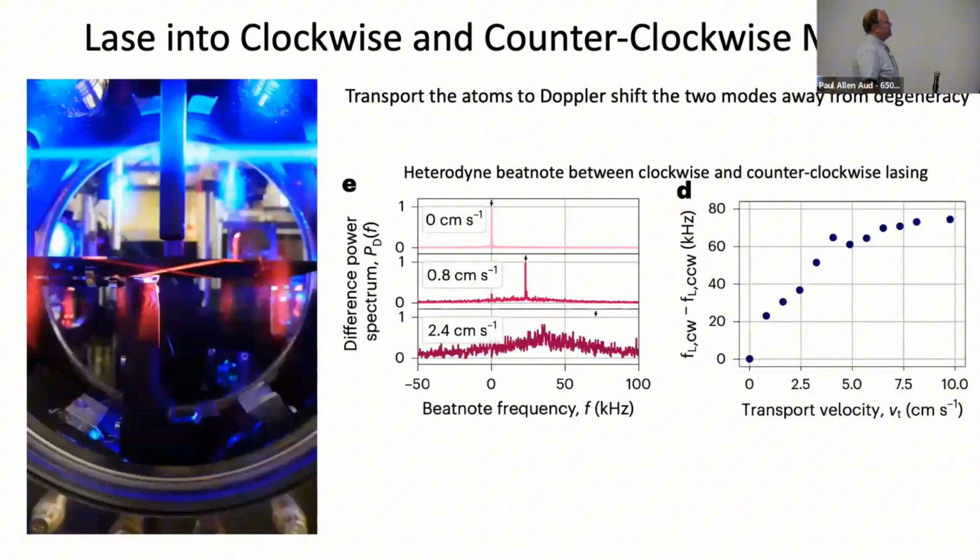I won't go into it for the sake of time, but this is a ring cavity, so we can look at lasing in both directions, and we can break the symmetry between the clockwise and counterclockwise modes by using our conveyor belt to transport the atoms as a function of time. At zero transport velocity, the two directions appear to be phase locked to each other. They're lasing with the same phase. But as we increase this, eventually they unlock from each other. This is a little bit reminiscent of what happens in ring laser gyros as well, but the exact mechanism here, we're not sure.